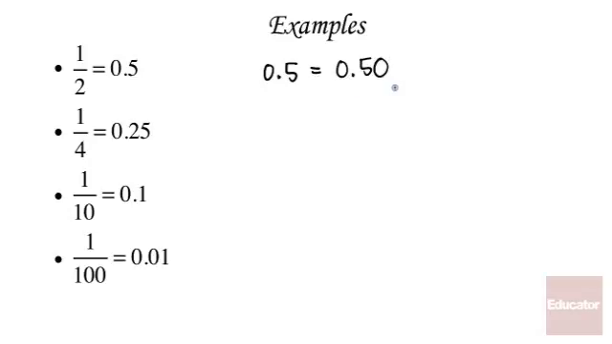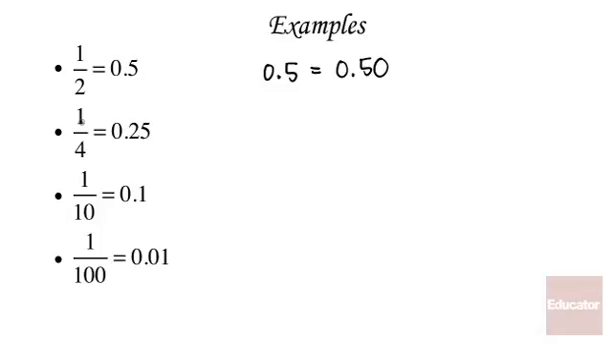Now keep in mind that 0.5 is the same thing as 0.50 or 50 cents. When the numbers are after the decimal place, I can put as many zeros as I want and the number does not change. So I know that half a dollar is the same as 50 cents or 0.5. So 1/2 would be the same as 0.5.